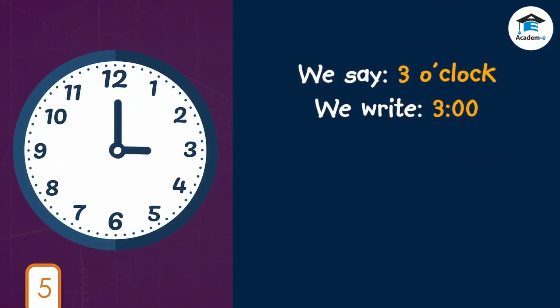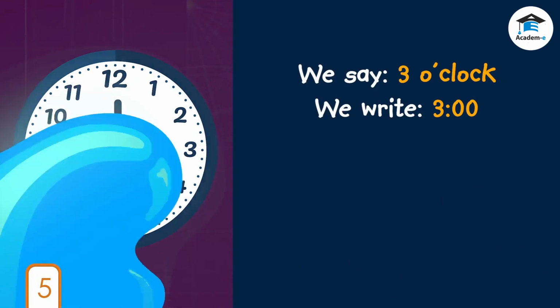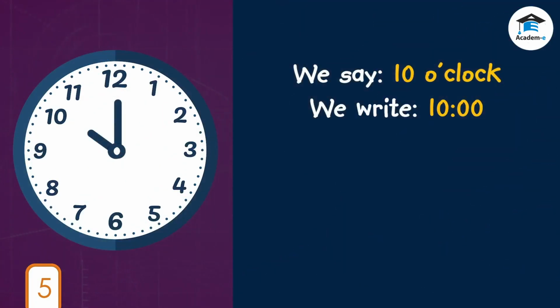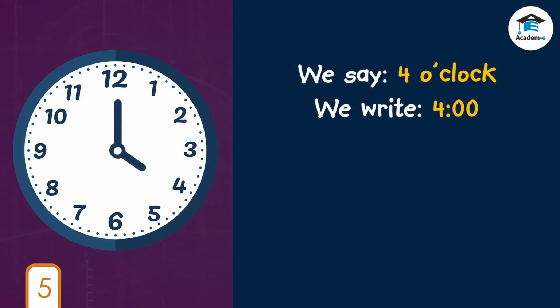For example, the short hand is pointing to number 3, and the long hand is pointing to number 12. This means that the time is 3 o'clock. Look at how we write it. Here's another example. The short hand is pointing to number 10, while the long hand is pointing to number 12. This means that the time is 10 o'clock. Look at how we write it. For our last example, the short hand is pointing to number 4, while the long hand is pointing to number 12. This means that the time is 4 o'clock. Look at how we write it.